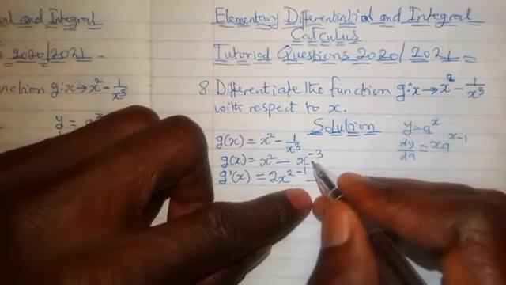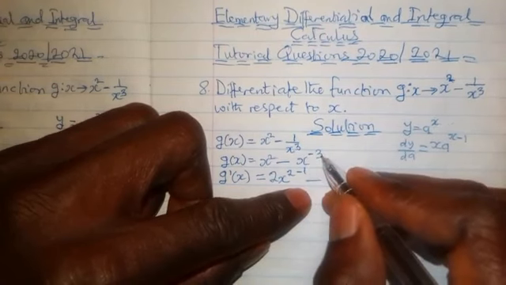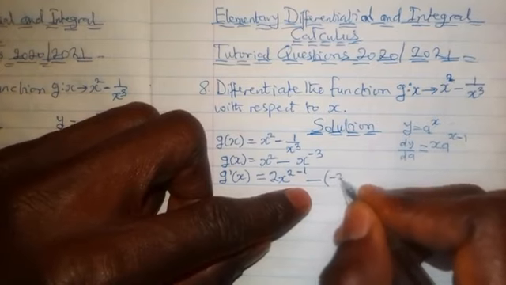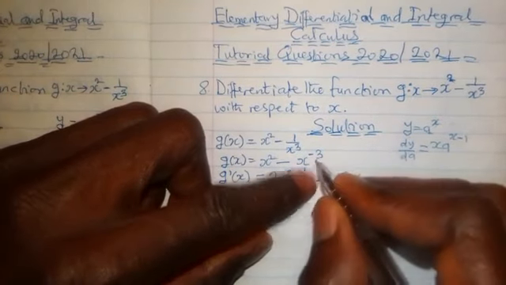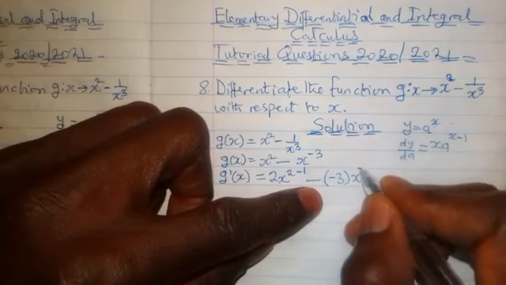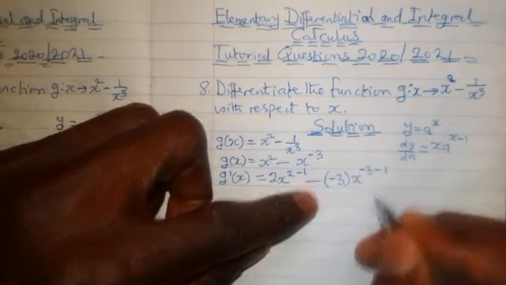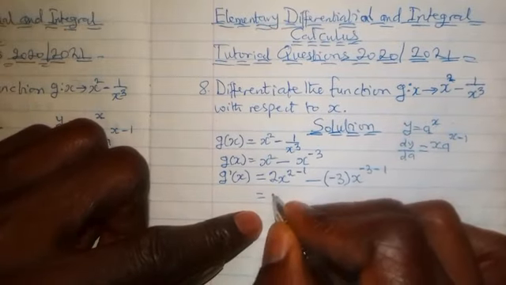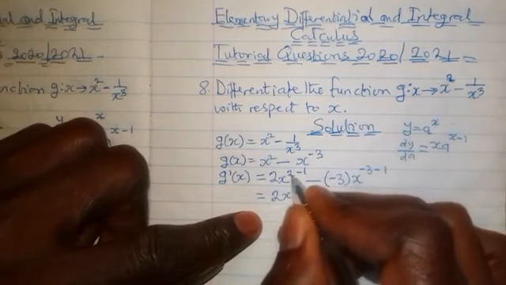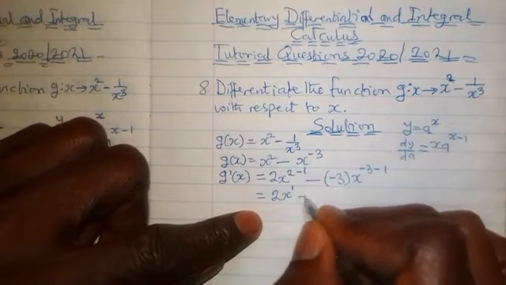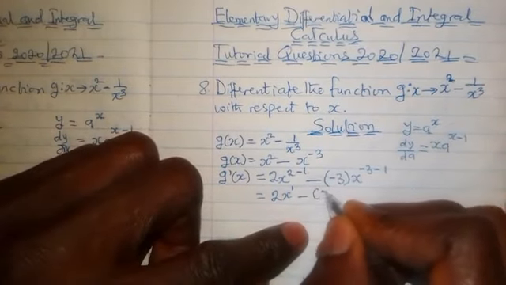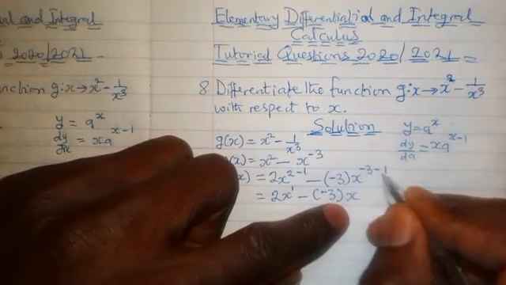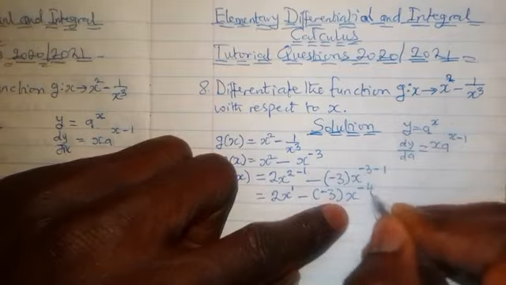Then to go to the next function, which is x power minus 3, it will be minus 3 times x. For that reason, we'll open a bracket and write our minus 3, then we'll write the x, then minus 3 minus 1. In the next step, we know that this value here will give us 2x power 1, because 2 minus 1 is 1. Then minus, open bracket, minus 3, then we have x power, minus 3 minus 1 is minus 4.